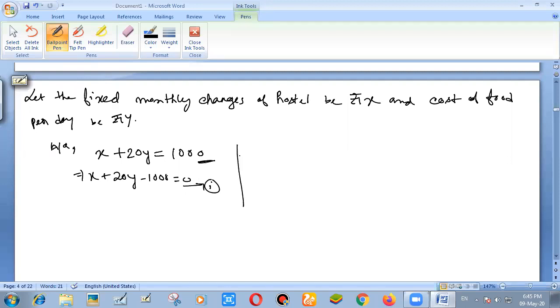Then what will be the second equation? All of you, don't write on this side. Write down the second equation below this one. I'm writing here. So what will be the second equation for B? X plus 26y.